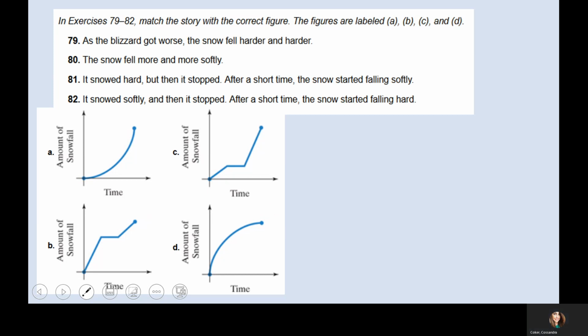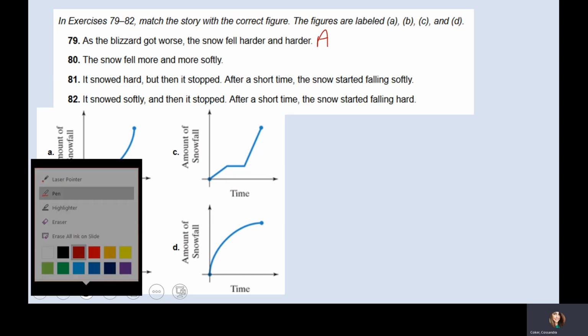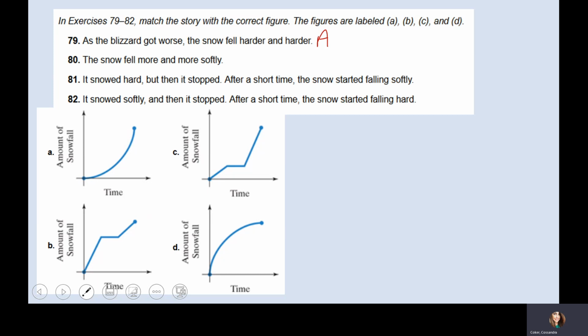So in number 79, as time goes on, the graph that corresponds to the snowfall getting harder and harder is part A. Number 80, the snow fell more and more softly, meaning that it tapered off. So once again, if you look at graph D, the snowfall is starting to taper off and getting less and less. So number 80 is D.